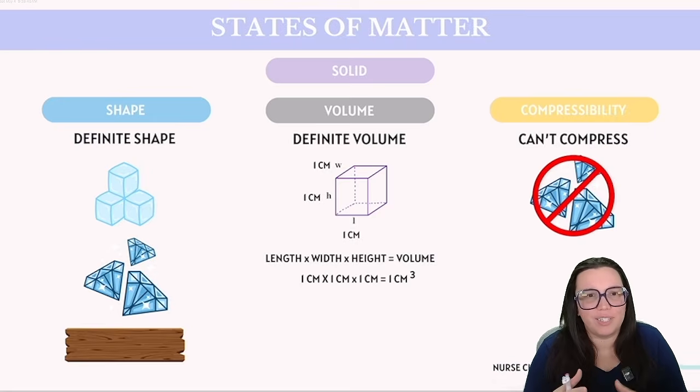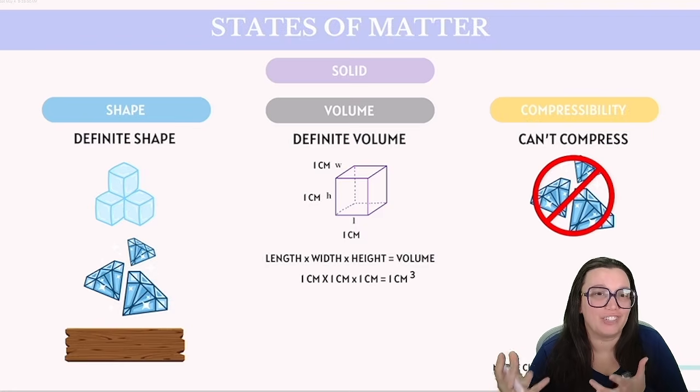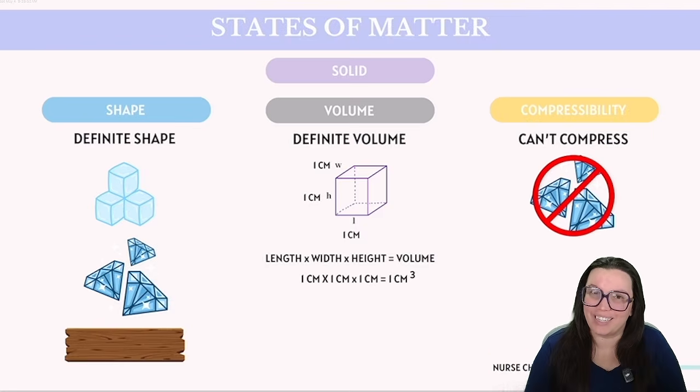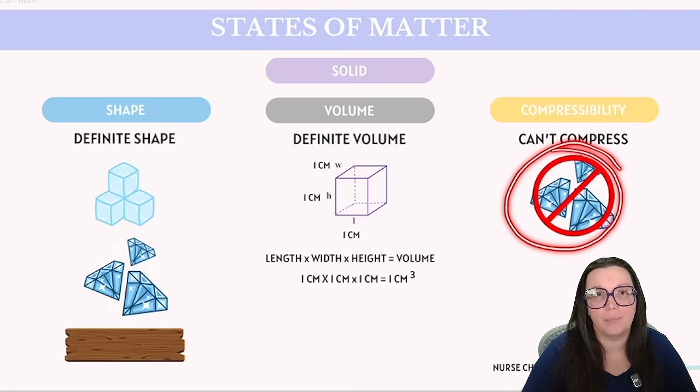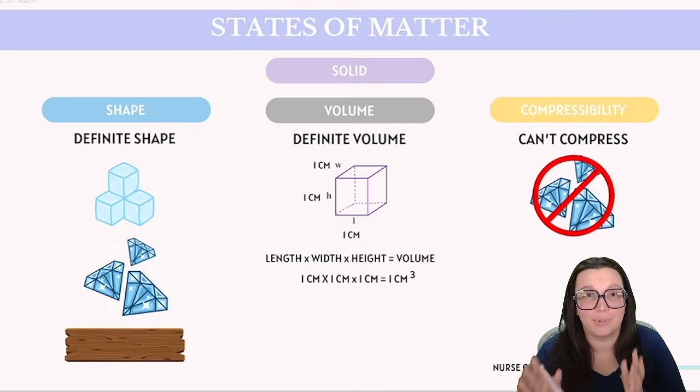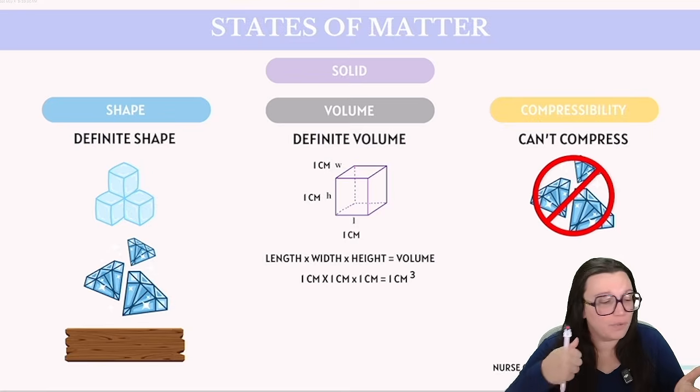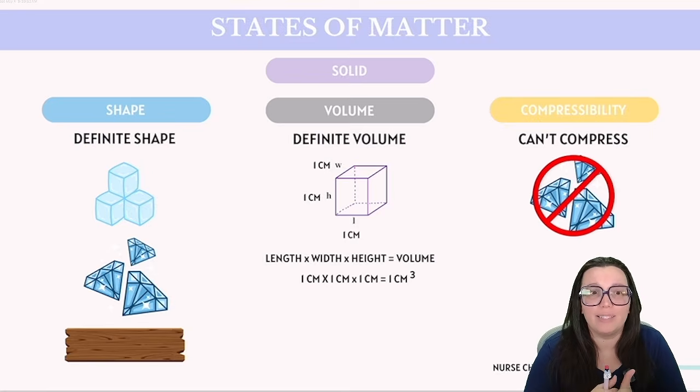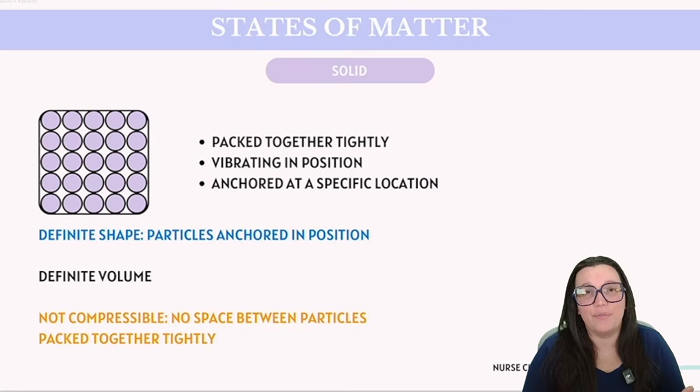Whether you move this cube, roll it around, it doesn't matter, its volume is going to remain unchanged. It is definite. Another key characteristic of solids is that they are incompressible, meaning that we cannot compress them. This means that no matter how much force we apply, that solid is never going to compress into a smaller volume. Here are the fundamental characteristics that define a solid.